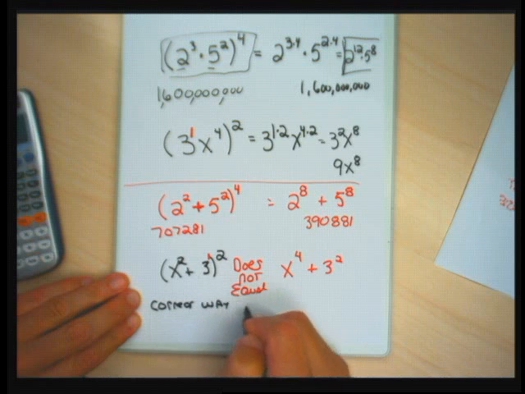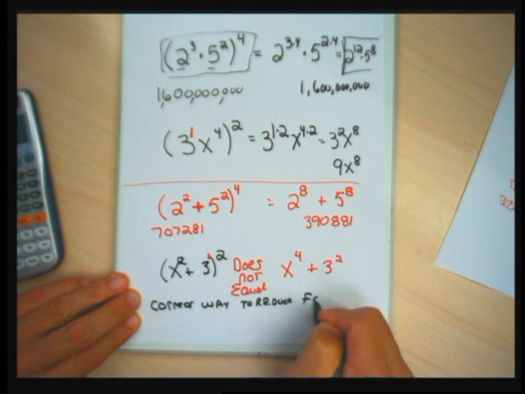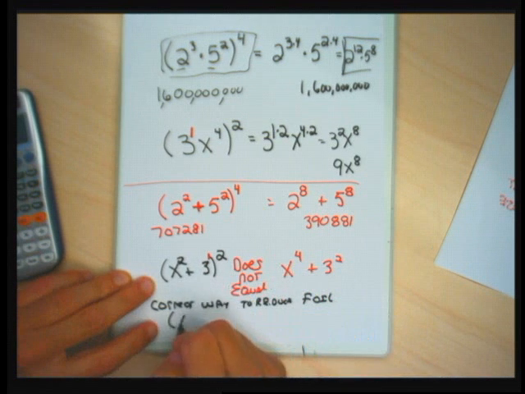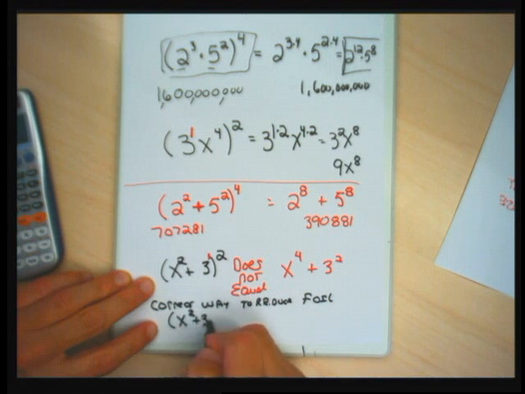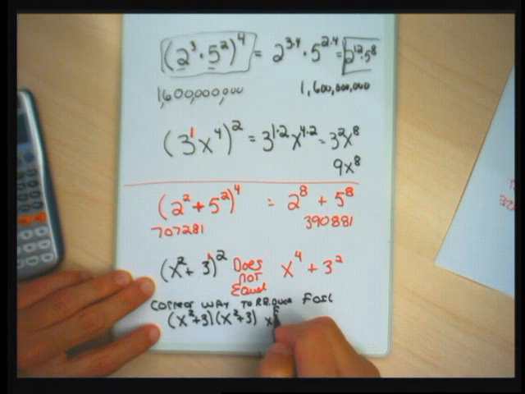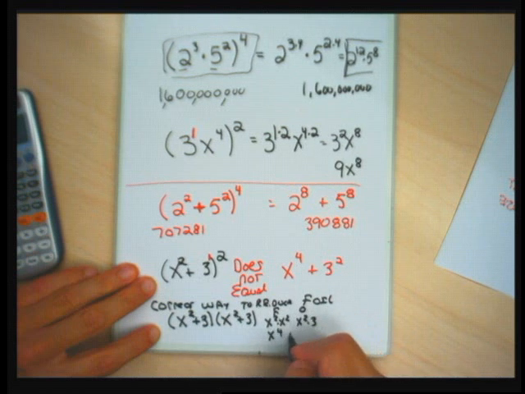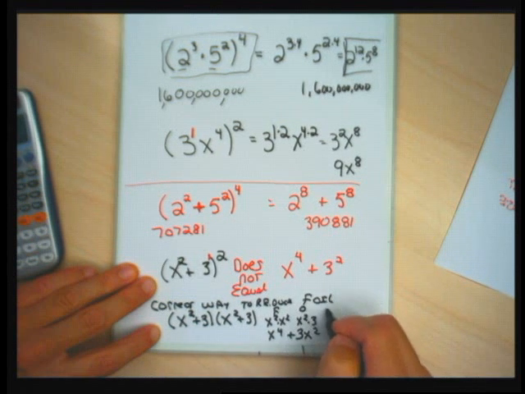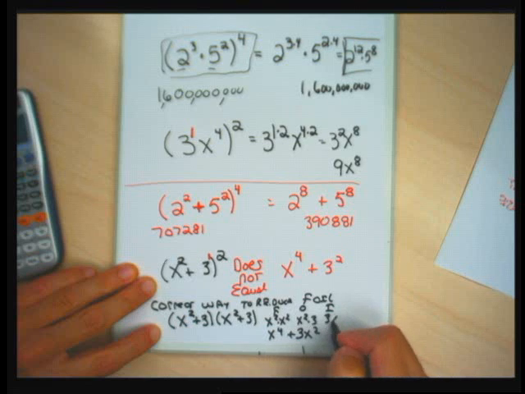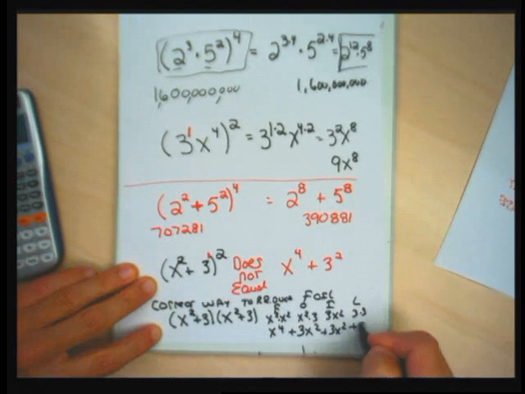The correct way to reduce this particular problem is FOIL, because I can write it without the exponent. I can say this is x squared plus 3 times x squared plus 3, and then FOIL. Firsts are x squared times x squared, which is x to the 4th. Outers are x squared times 3, which is 3x squared. Inners are 3 times x squared, which is 3x squared. And the last are 3 times 3, which is 9.